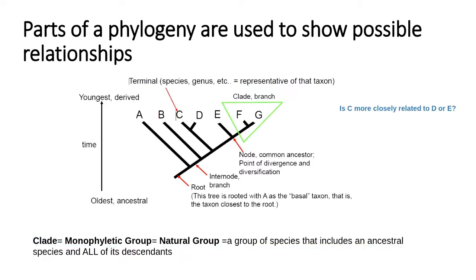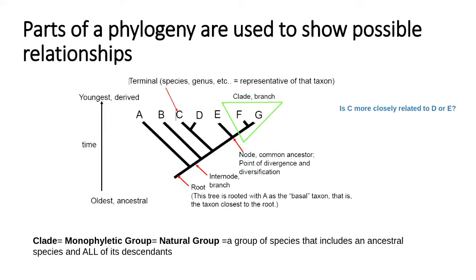Now, I can say the clade also is this, because this is an ancestor, and those are terminals, all the descendants from this ancestor. That's also okay. But I cannot say that this is a clade, because the ancestor for D is here. I need to include all descendants of the ancestor. So this is not a clade.